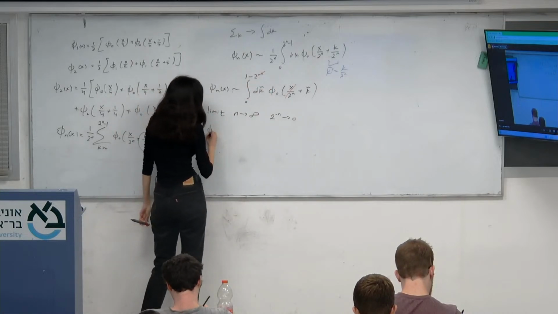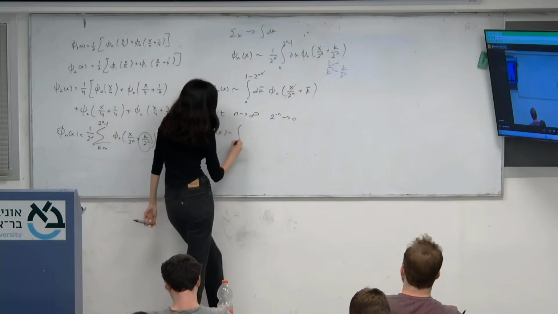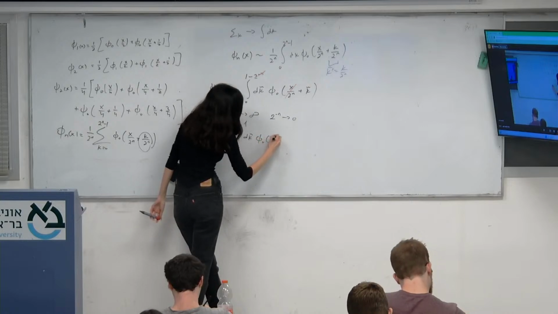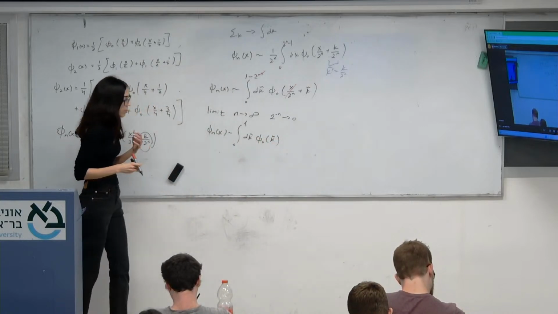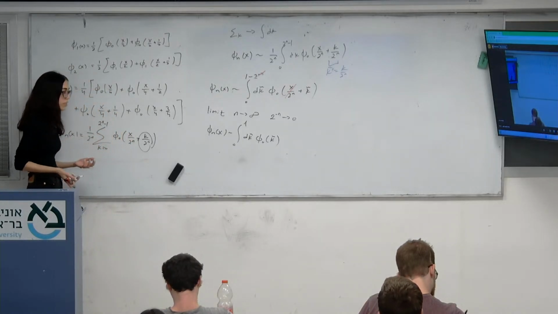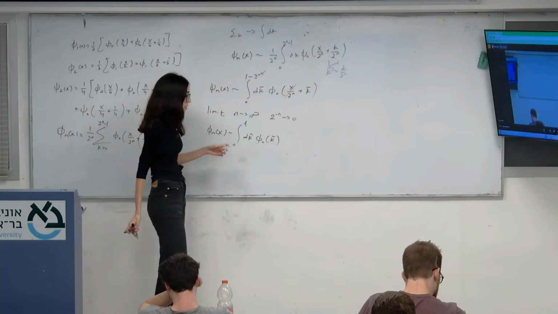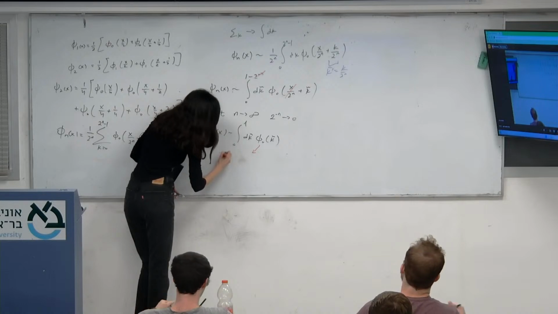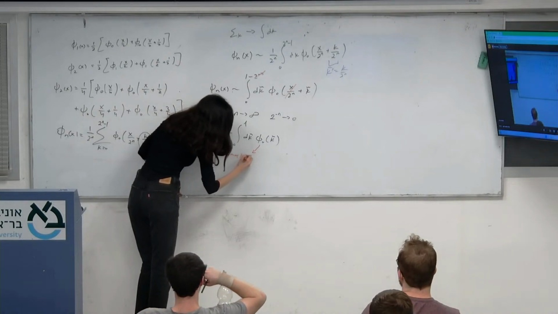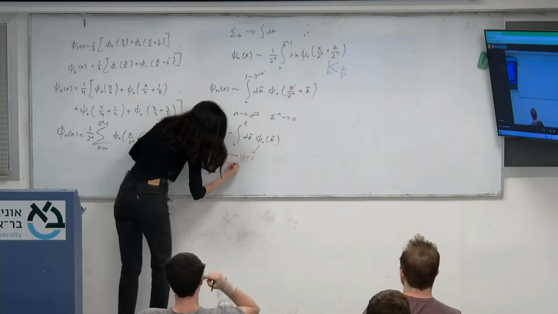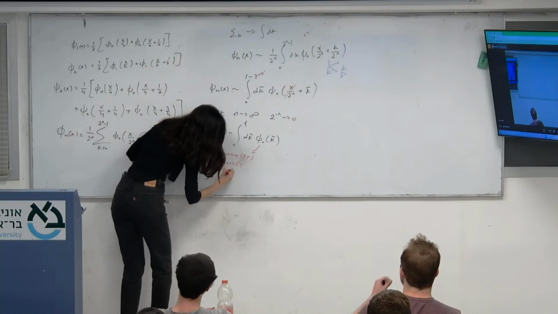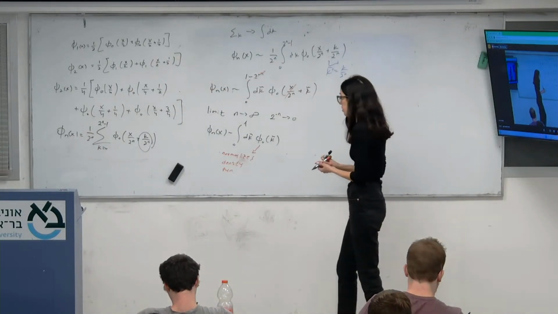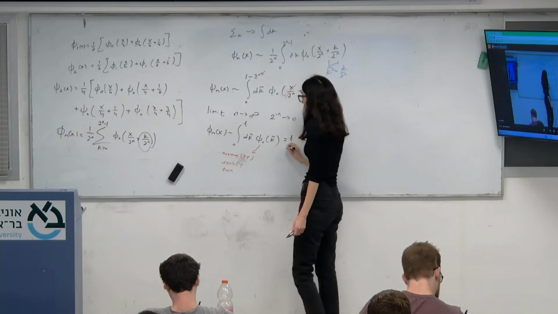So phi n of x is approximately an integral from 0 to 1 dk phi 0 of k. Now, the function phi is a density function. That's how we defined it. It's a density function of x. So phi 0 is a normalized density function. Therefore, the integral over all of the density function is just equal to 1.